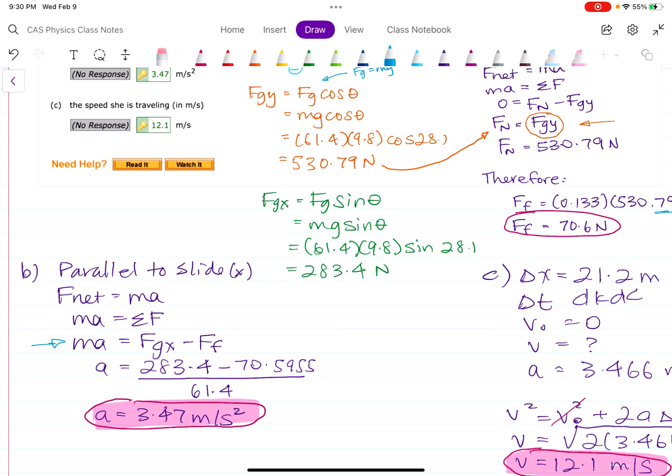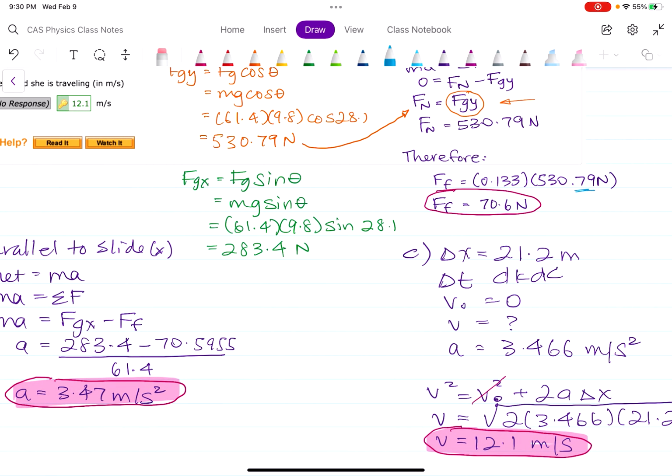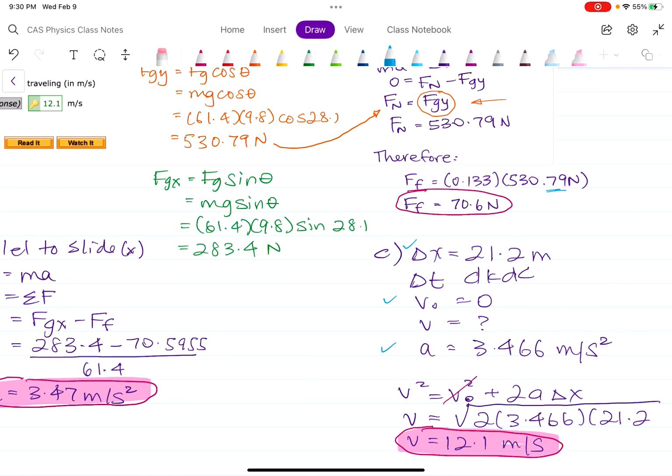Part C is a straight up kinematics question. We figured out the acceleration, we know the v naught, and we know the delta x from the problem. We just choose the equation that doesn't have delta t in it, rearrange it, solve, and that's the answer.